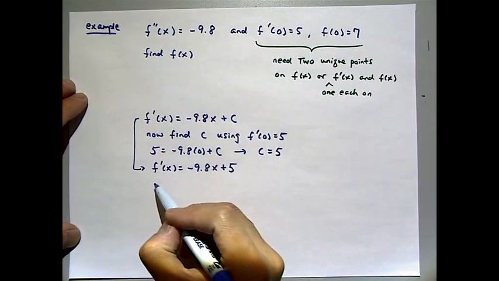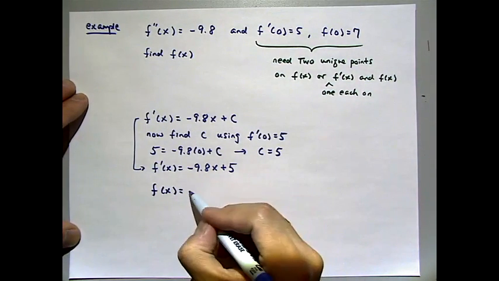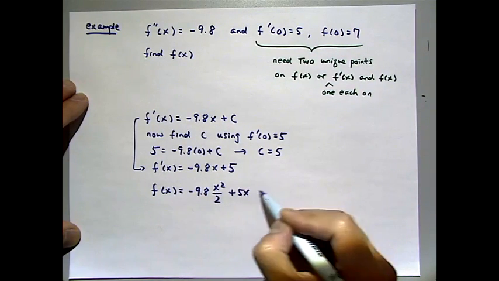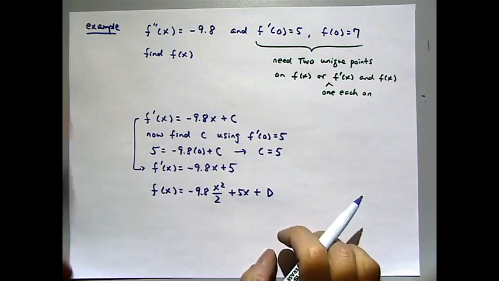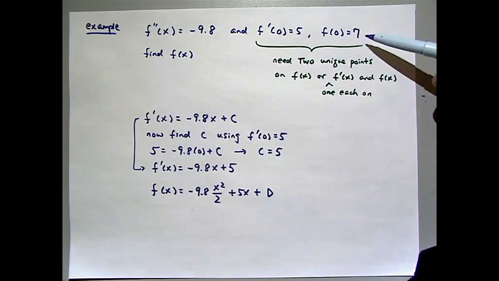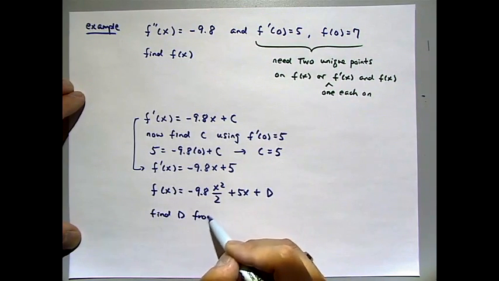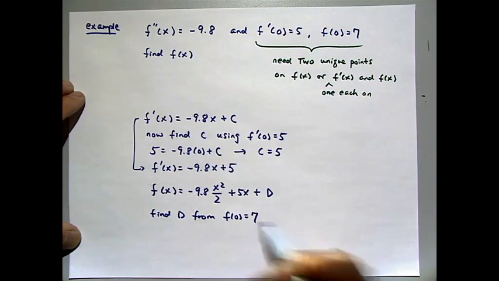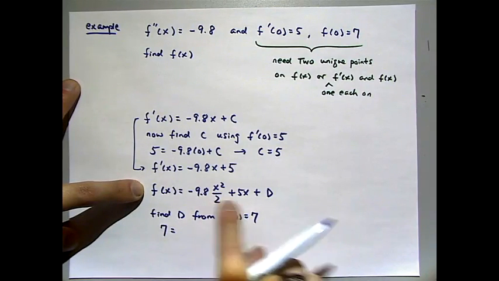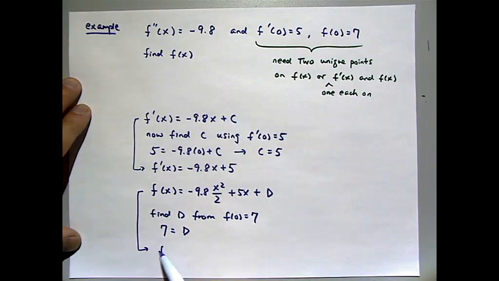Then we undo one more layer of that. Reversing one more layer of derivative, we get minus 9.8 x squared over 2 plus 5x plus the second unknown constant, d. Now we use the point on the original function. Find d from f of 0 is equal to 7. So we see that 7 is equal to 0 plus 0 plus d. Then we update what we know.